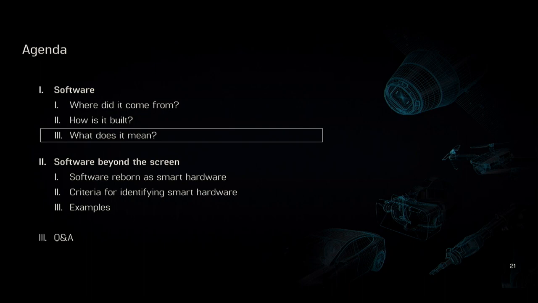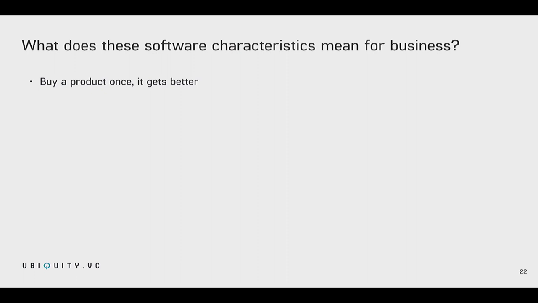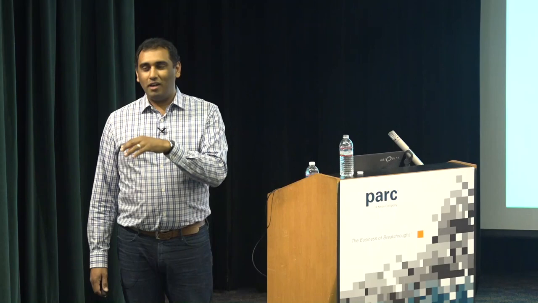So what does this mean? There are some business implications of software's elegance. There are different business models. One is where you buy something once and it gets better. Like, that sentence never existed up until a few years ago, right? Just like my book has to reboot or my car is updating its OS, right? But you never, ever bought something and it got better, like, parentheses, for free.